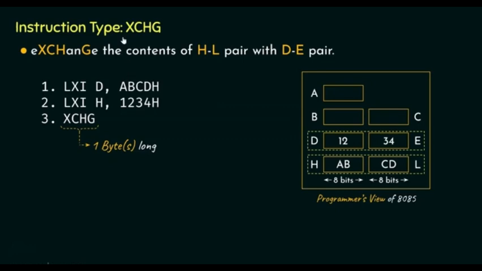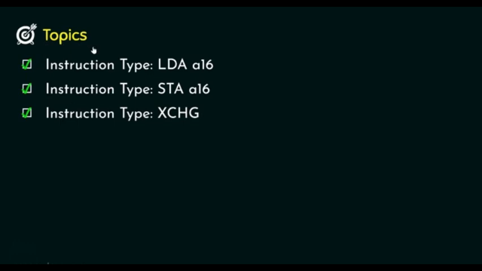So that's all about the XCHG instruction type. Remember, it will only work with the HL pair and the DE pair. So in this session, we covered the topics: instruction type LDA a16, instruction type STA a16. These two instructions are 3 bytes long and they are specific to the accumulator register. Finally, we learned about the instruction type XCHG. This is an instruction which falls under the 1 byte long category, and it only works with the HL and the DE register pairs.